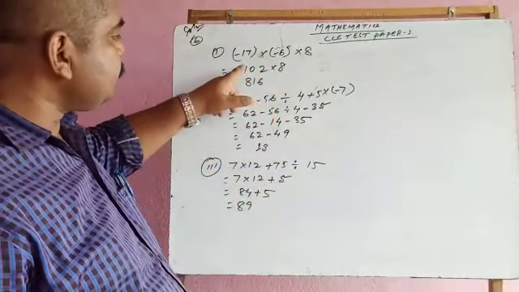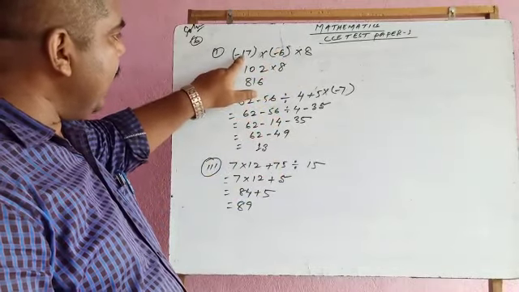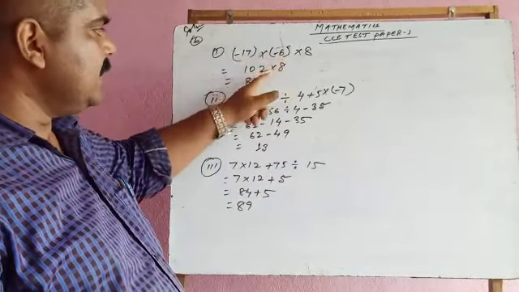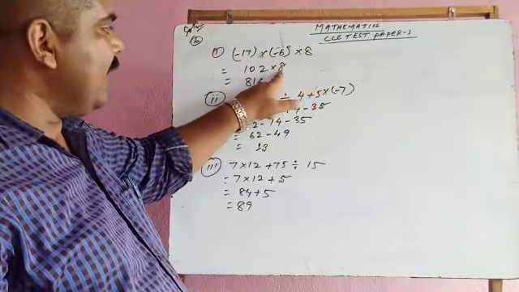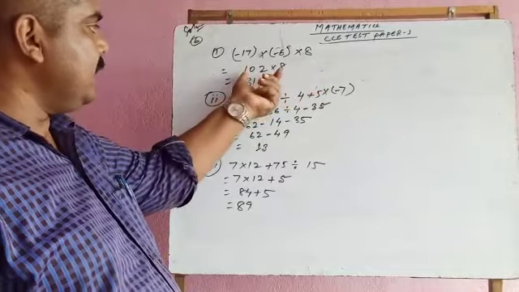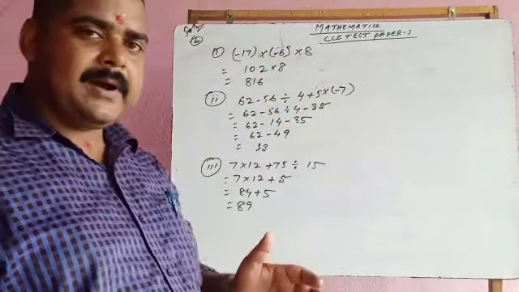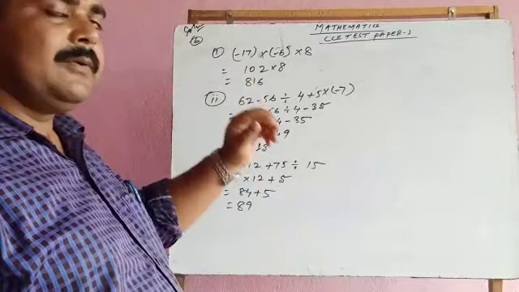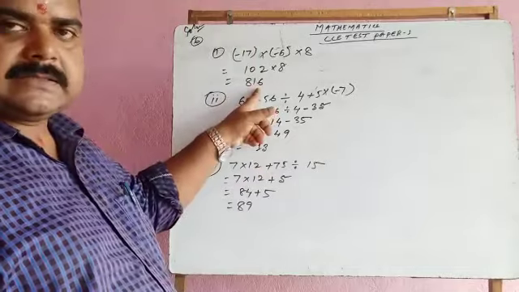Now I have just multiplied minus 17 by minus 6. The result is 102. And again it is multiplied by 8, the third number. When 102 is multiplied by 8, the product is 816. So its solution is 816.